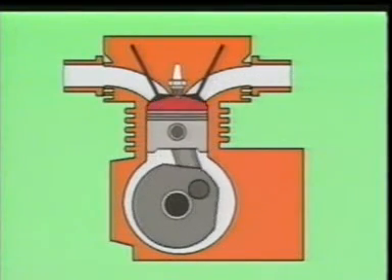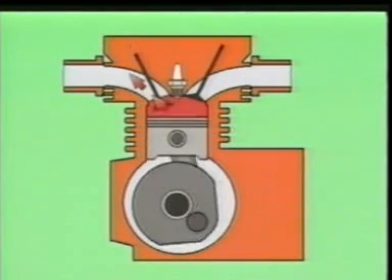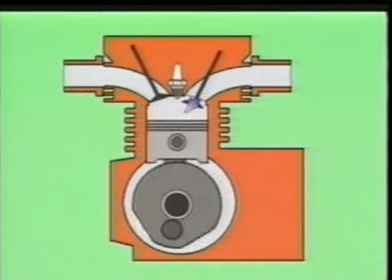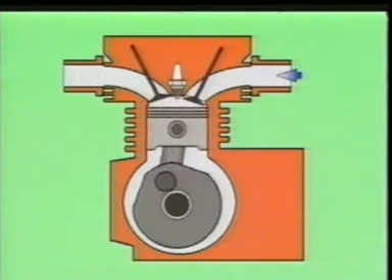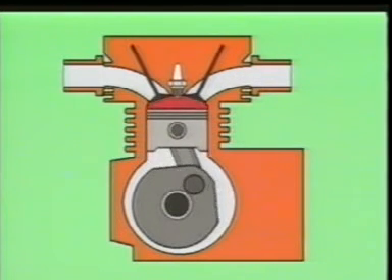The strokes, as seen in succession, are shown here. 4 strokes of the piston are required to complete one cycle, and drive power is provided once every 2 revolutions of the crankshaft.